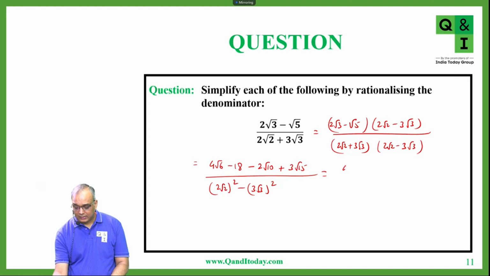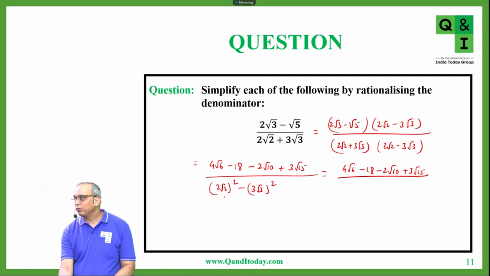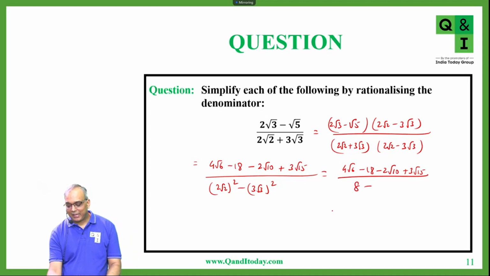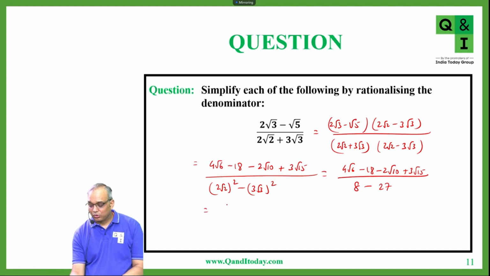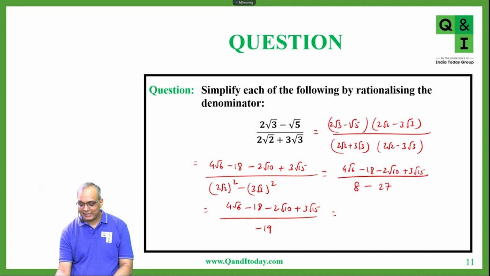So we have 4 root 6 minus 18 minus 2 root 10 plus 3 root 15 divided by 2 into 2 is 4, root 2 into root 2 is 2, 4 into 2 is 8, minus 3 3s are 9, into 3 is 27. So you will have 4 root 6 minus 18 minus 2 root 10 plus 3 root 15 divided by 8 minus 27, which is minus 19.